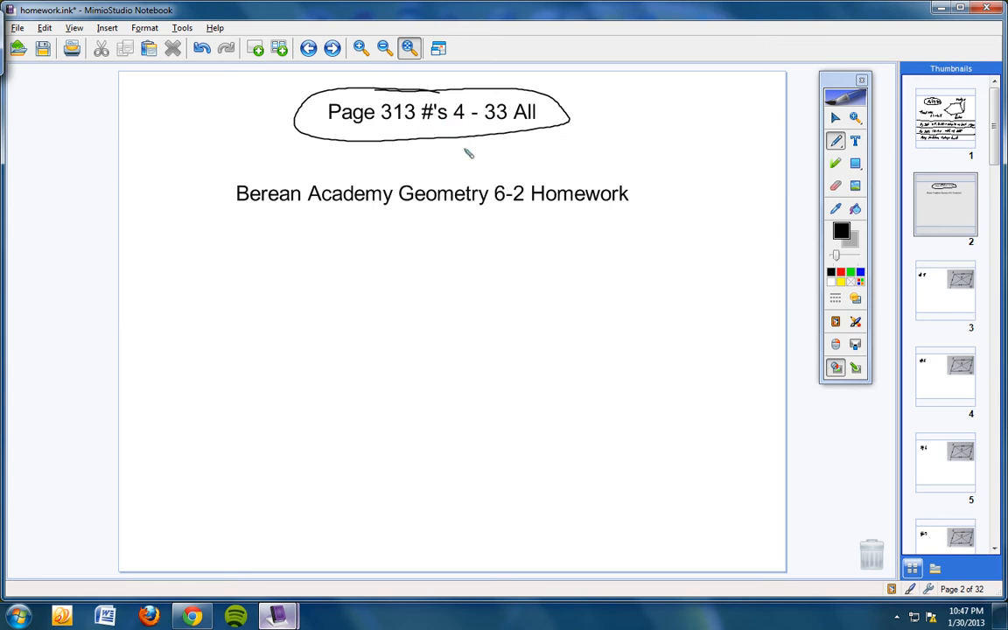Page 313, numbers 4 through 33 all. And then here's the video to watch. You're actually watching it right now, but if you get home tonight and you want to watch the video to help you with your homework, this is the video right here.